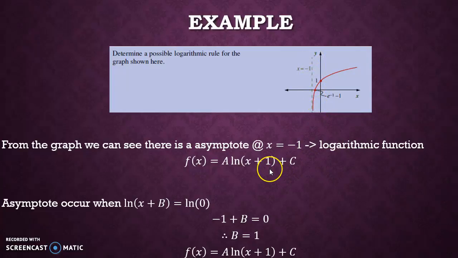So our b value here is 1, just like I've got written here, so that should be a b, because that's our general rule. Our asymptote occurs when we have log(x plus b) equals log 0. So minus 1, which is where our asymptote is, plus b equals 0, therefore b equals 1. So this is our simplified function, a log(x plus 1) plus c.